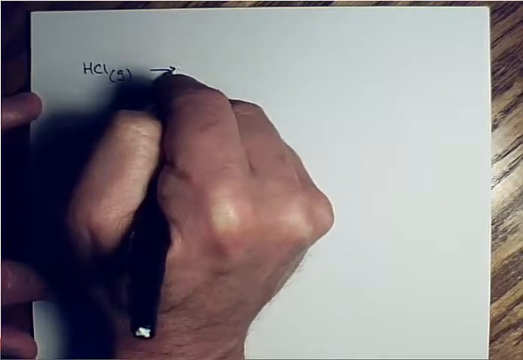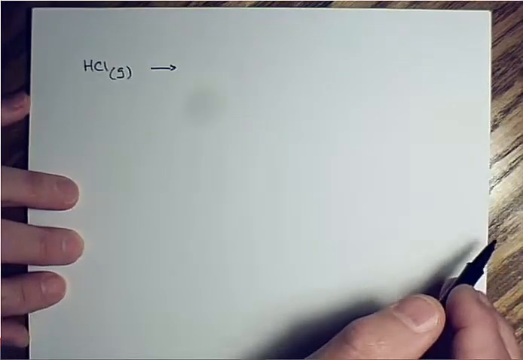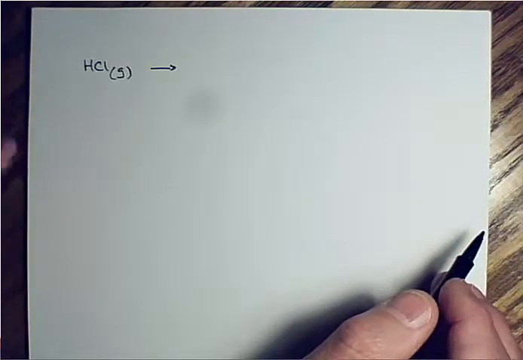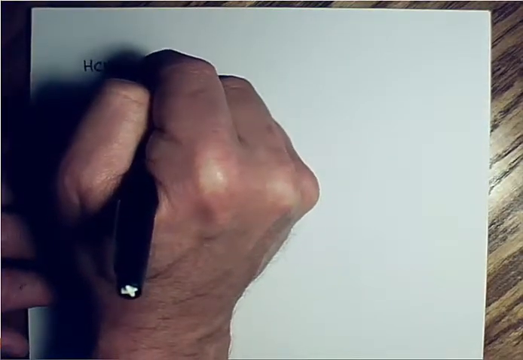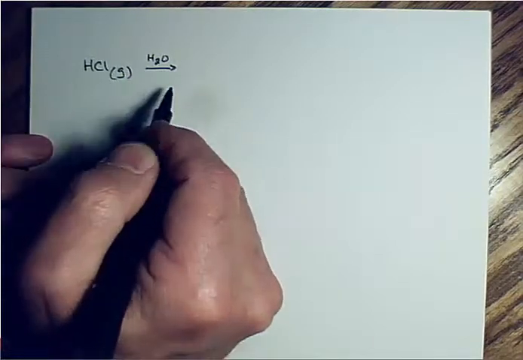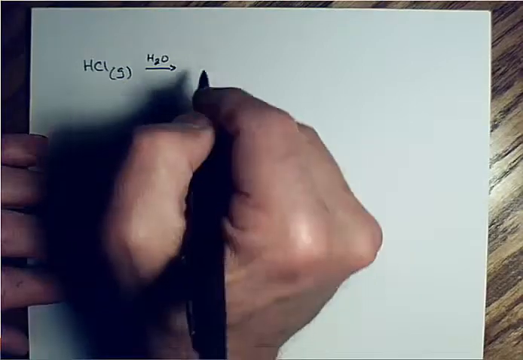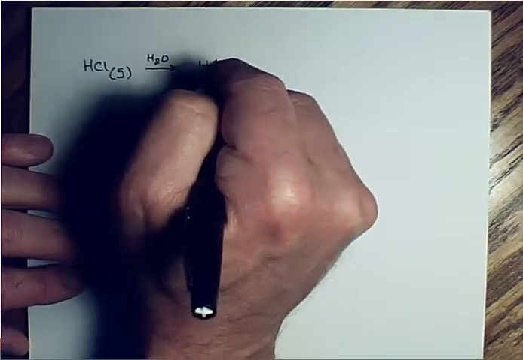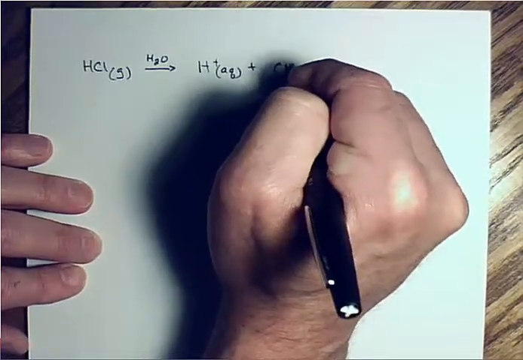So what I'm doing is I'm taking hydrogen chloride, which in its pure form is a gas, at least at average temperatures and pressures. We're going to put it in water. So we're going to show it as being put in water, so whatever change is taking place in water. That's what this kind of symbol means here. And as a result, we're going to get hydrogen ions, which are aqueous, and chloride ions, which are aqueous.